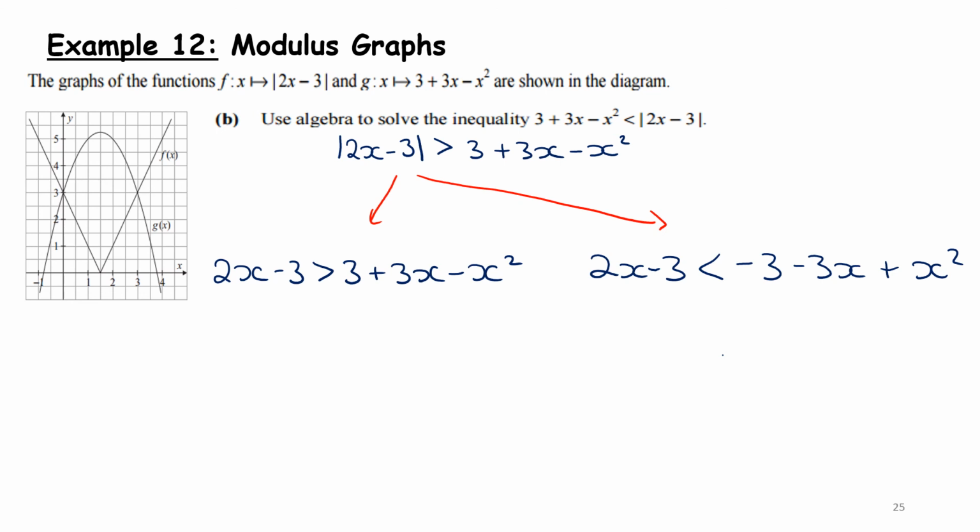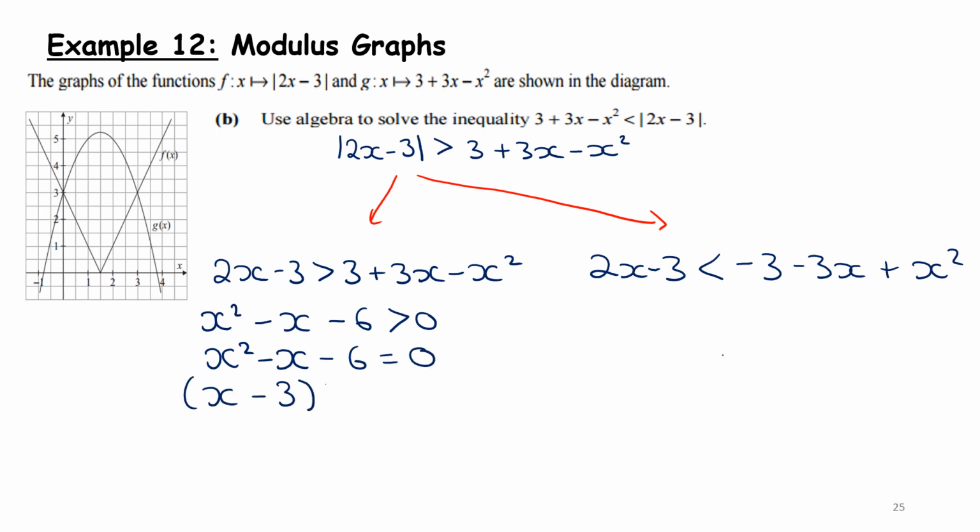Now let's solve each of these quadratic inequalities and see what happens. So I'm going to bring everything over to the left hand side here, and I get x squared minus x minus 6 is greater than 0. Turning this to an equation, I get x squared minus x minus 6 equals 0. Factorizing it, I get (x minus 3)(x plus 2) equals 0. Solving that, I get x equals 3 and x equals minus 2.